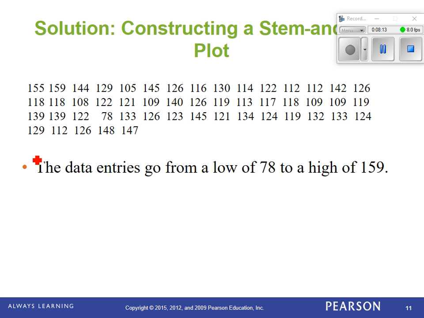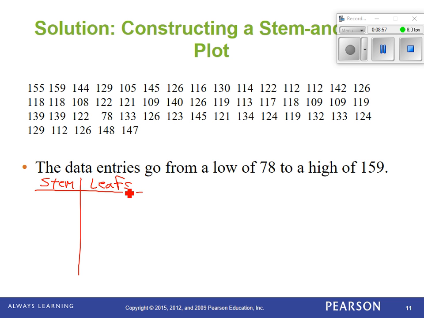Data entries go from the lowest one, apparently 78, to the highest one, 159. So what we're going to do is make a stem and leaf. We got our stems, we got our leaves, and all we're going to do is take the numbers. When you get a set of data like this, it's probably best to go through the data and line them up first. Let's do that over here to the side so we don't take up so much room.